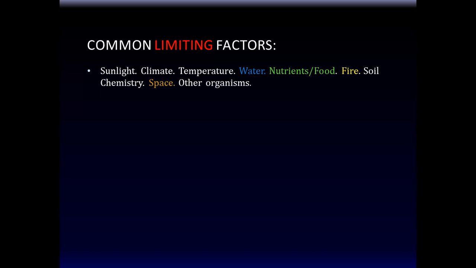The amount of water available for those living things, the amount of nutrients, the amount of food available, right? Also, things like fire, if there are frequent fires, etc. The soil quality, of course, will limit the growth of certain plants. The chemistry of the soil and the space available for living things to occupy, and also other organisms. So other organisms, of course, are limiting factors too. One of the reasons why rabbits don't go wild is because their predators are very close by, keeping their population in check.